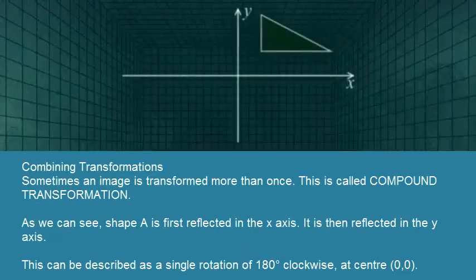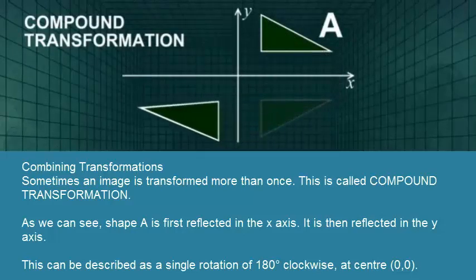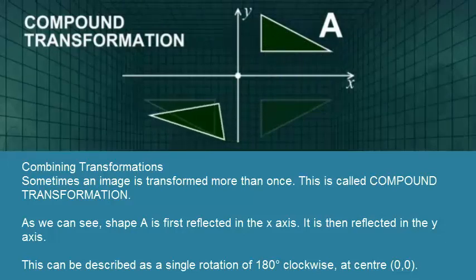Combining transformations. Sometimes an image is transformed more than once. This is called compound transformation. As we can see, shape A is first reflected in the x-axis. It is then reflected in the y-axis. This can be described as a single rotation of 180 degrees clockwise at center (0, 0).